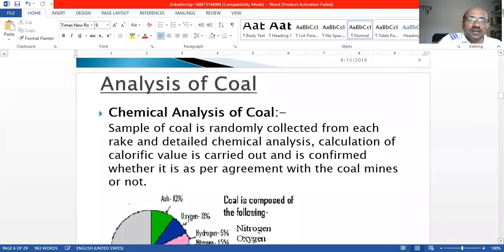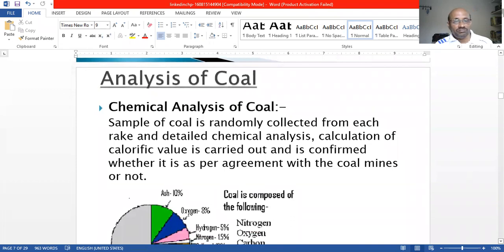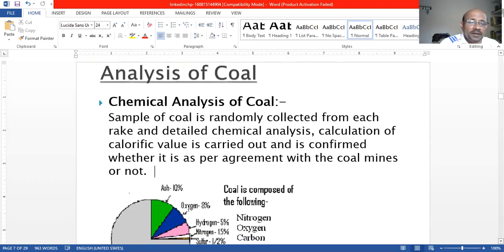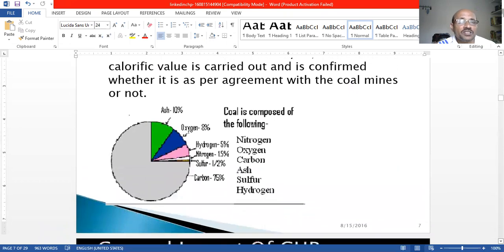In this analysis of coal, we will see that whenever coal is bought, 10% ash will come, oxygen 8%, hydrogen 5%, nitrogen 1.5%, sulfur 0.5%, and carbon 75%. Like this, coal is composed. Generally, coal is composed of nitrogen, oxygen, carbon, ash, sulfur, and hydrogen.